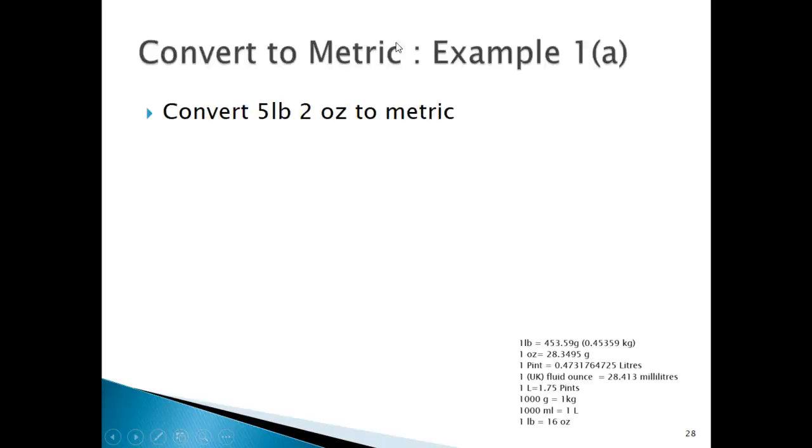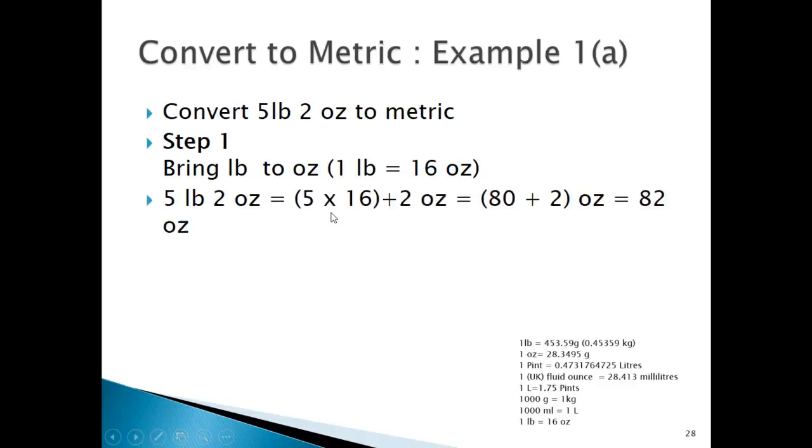Okay, so for example, if you've got 5 pounds 2 ounces and you want to go to metric, step number 1. At the moment, we've got pounds and ounces all together. So the first thing we're going to do is bring the pounds over to ounces, and we know that in every pound there are 16 ounces. So 5 pounds 2 ounces is 5 multiplied by 16 plus the 2 here. 5 multiplied by 16 is 80 plus the 2 ounces. So 82 ounces is the same as 5 pounds 2 ounces.